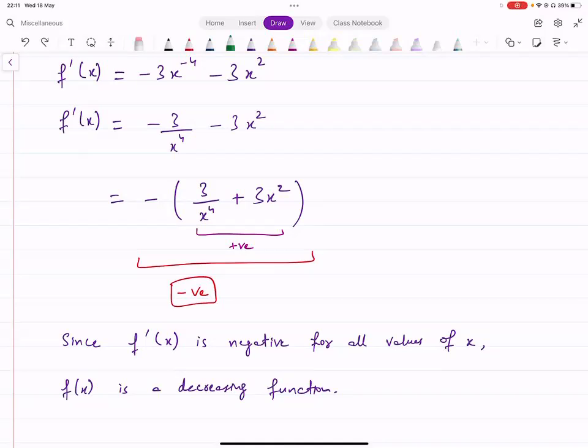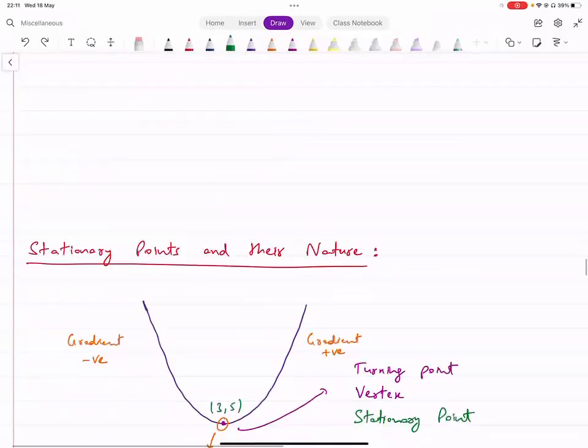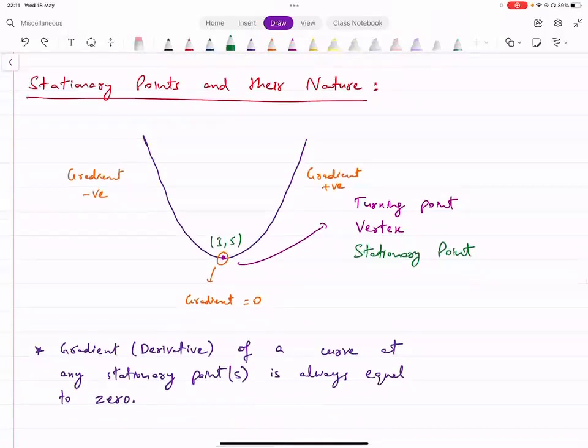It's neither increasing nor decreasing. So you also have to know about that. Okay, next we've got stationary points and their nature.